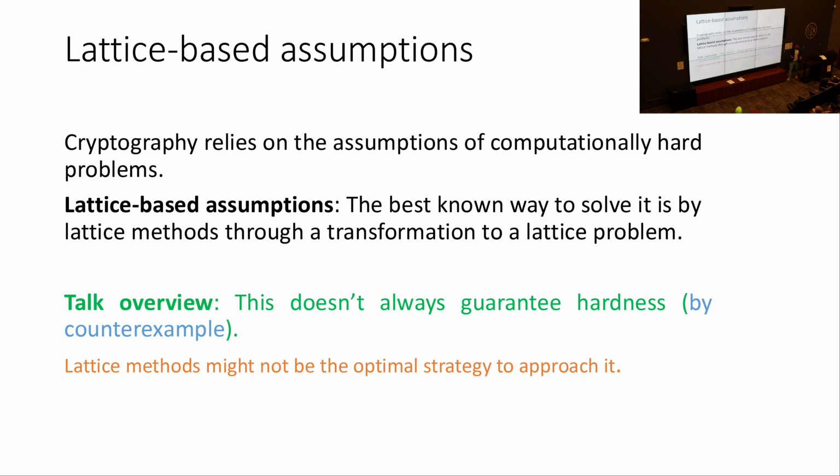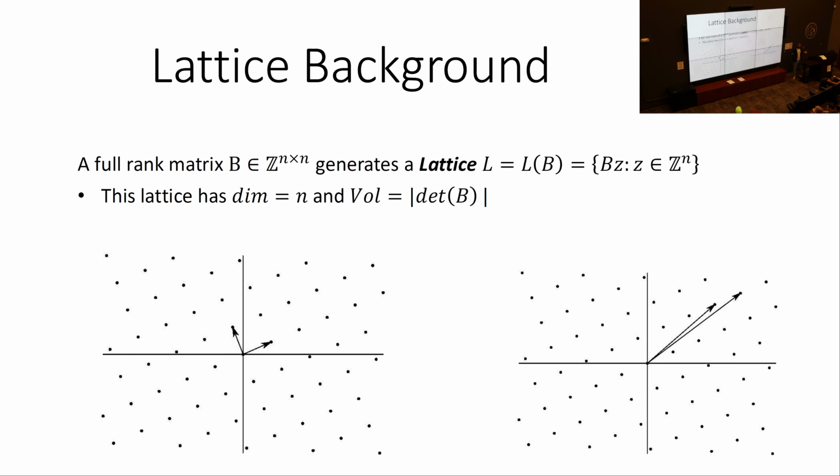In this talk, I will give some counter example where I will show that even if there is a lattice way to solve the assumption, that is not optimal and you can have some other ways to solve it. So this is the basic of this talk, and let's start with lattice.